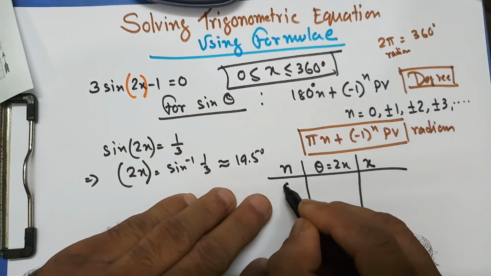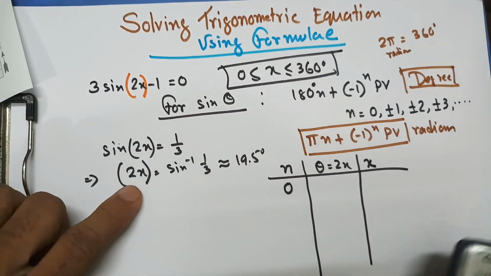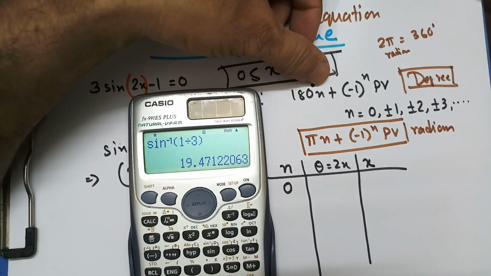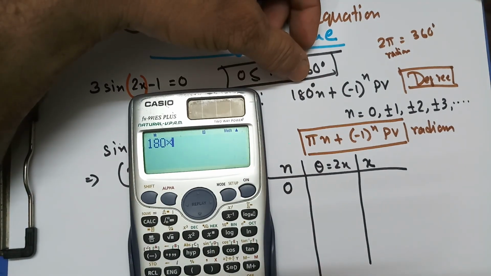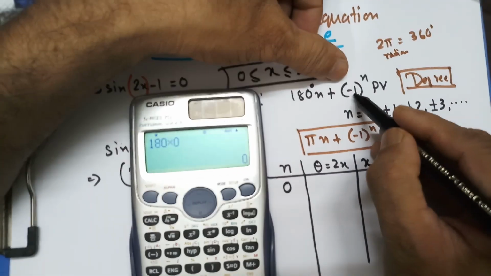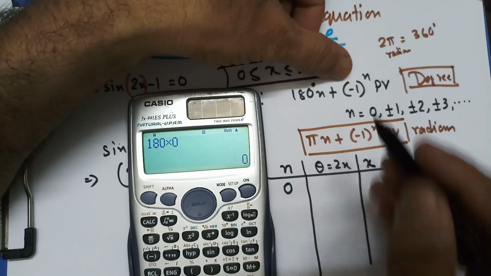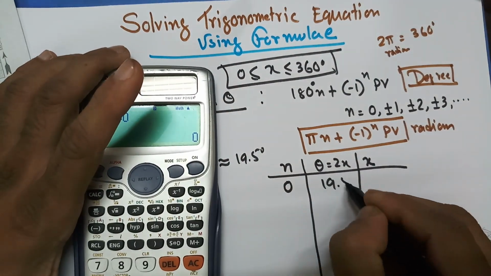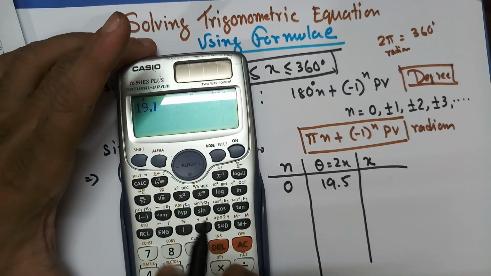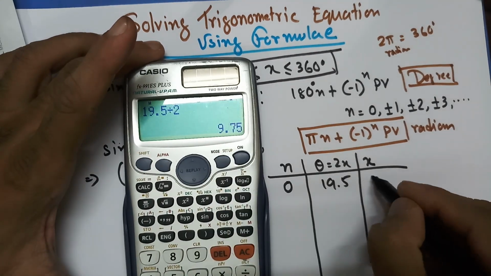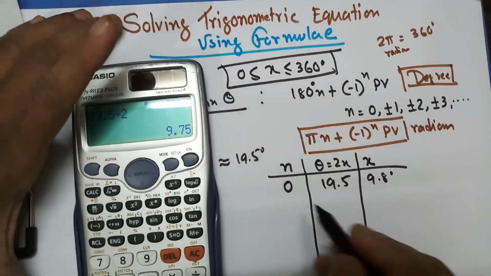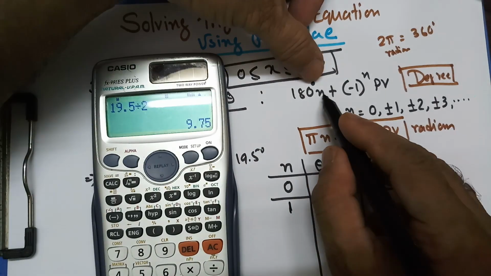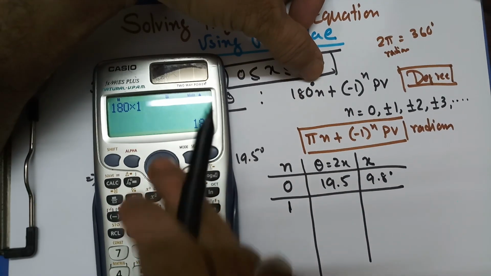First we're going to go for n equal to 0. 180 times 0 is 0, and anything to the power 0 equals 1, so this value is going to be the PV, the primary value, 19.5. If I divide 19.5 by 2, I end up with 9.8 degree, and that's the first one. For the second one, I'm going to use n equal to 1. Now 180 times 1 is 180.